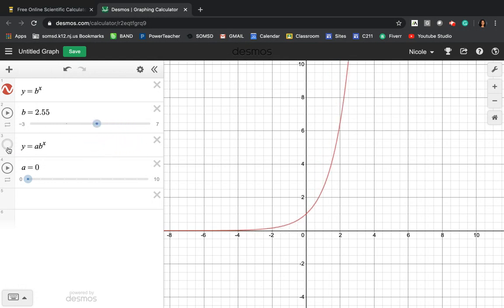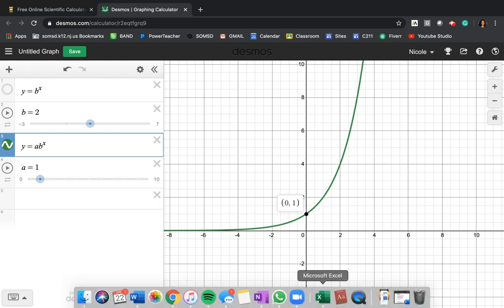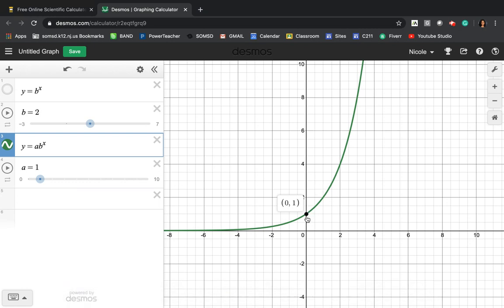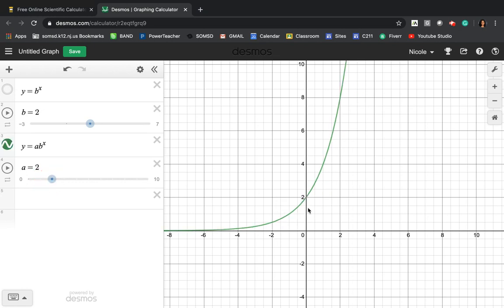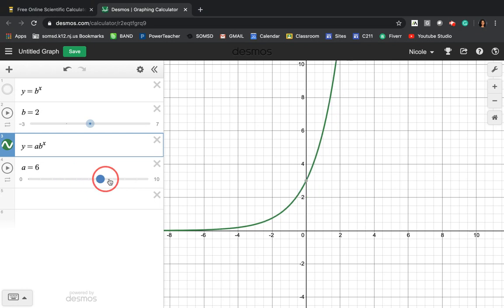Okay, so let's look at what this a value does now. Let's go back to b equals 2 and a. Now, notice a can't equal 0 because then the function goes away. But if I have a equals 1, my y-intercept is 1. What happens when my a equals 2? My y-intercept, or my starting value when x equals 0, y equals 2. What happens when it equals 7? There's my starting value at 7. So it's important to know that my a value is my starting value, or my y-intercept.